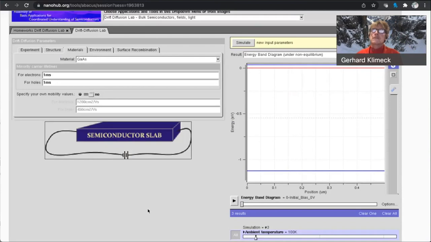Okay, great. The next question is, can we use PADRE to combine the PN junction lab with the drift diffusion lab? For example, if we want to shine light on a PN junction. Yes, you may. Absolutely.